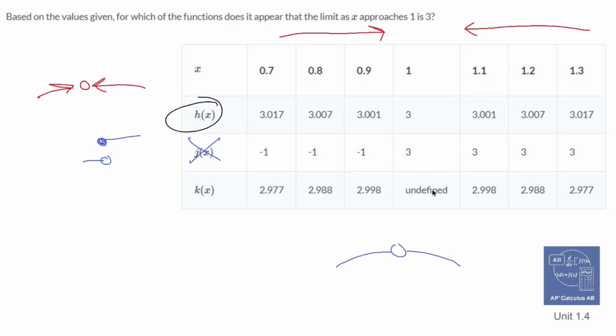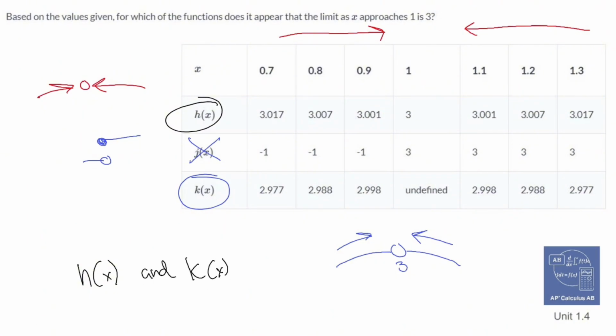The limit does not have to be 3. The point of a limit is that it's heading towards that number. And since both the left side and the right side are headed towards the same number 3, we could say that k of x is also a function that has a limit as x approaches 1 of 3. So in this case, h of x is good, and k of x is good, and both of these are just fine.